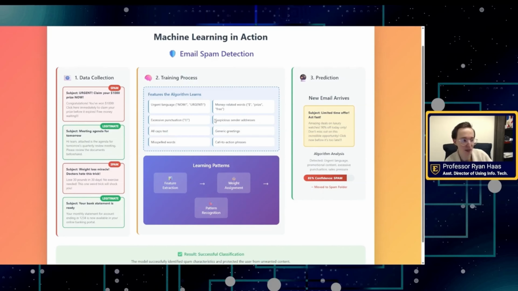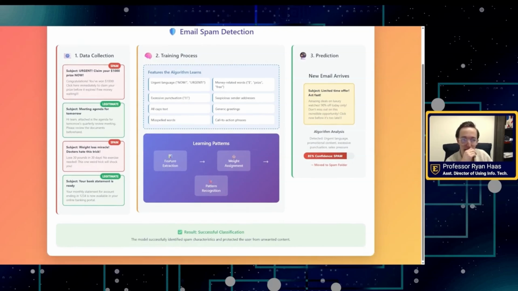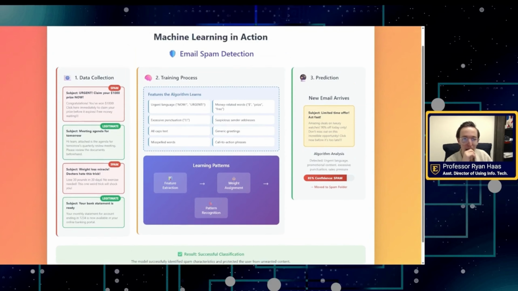So it's really to demystify this. It's like, oh, this isn't really that complicated, the core concept. The training could get a little bit complicated for sure, but the core idea is pretty simple. And so the training process is, first we do feature extraction. So we're extracting the relevant parts of this email, right? And then we're assigning weights to these.